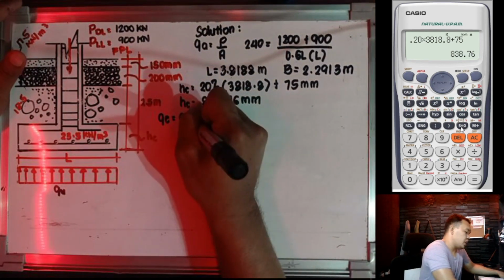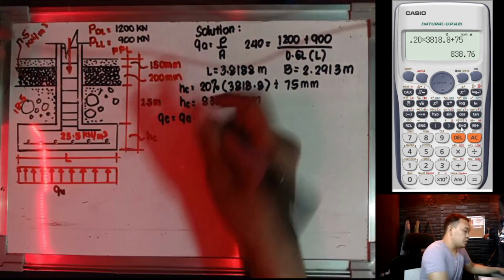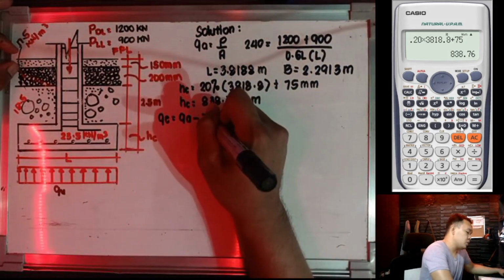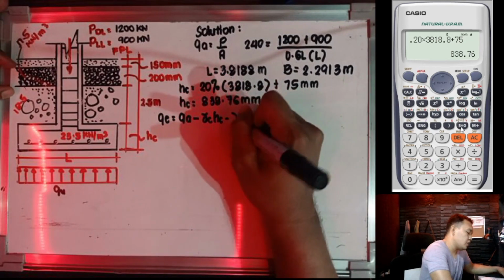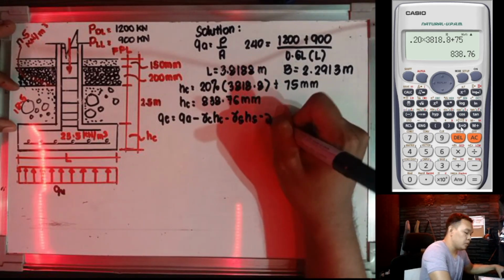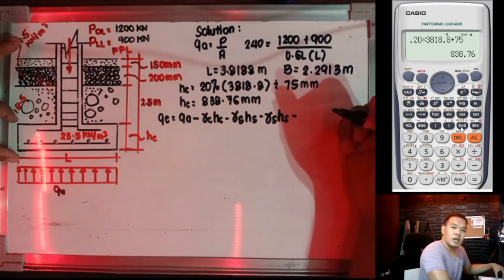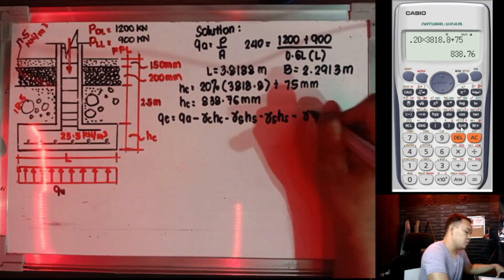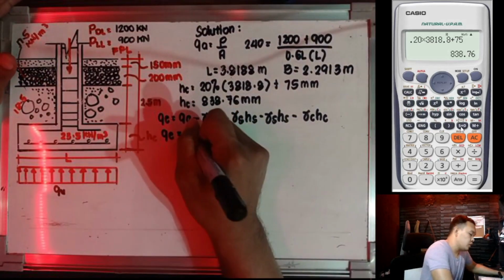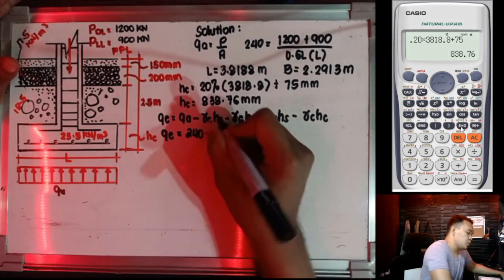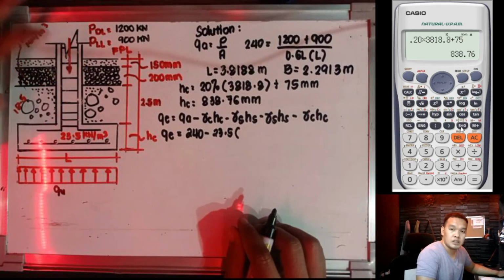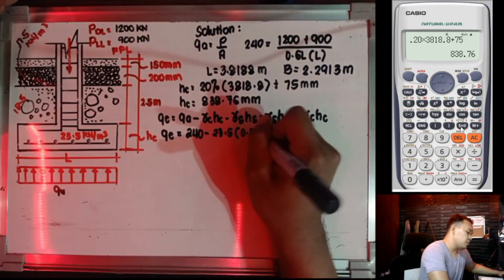Okay, after getting the assumed thickness of footing, we could get the effective soil pressure. QE is equivalent to QA, the allowable soil bearing capacity, minus the pressure of the concrete, which is the unit weight of concrete times the height of concrete, minus the unit weight of the second layer of soil times its thickness, minus the third layer, the unit weight of soil times its thickness, then the concrete thickness of our footing, unit weight of concrete times height of concrete. Therefore, effective soil pressure is equivalent to 240, which is given, minus the unit weight of concrete, which is 23.5, multiplied by the height of concrete. The height of the first concrete is the thickness of the flooring, which is equivalent to 0.15 or 150 mm.